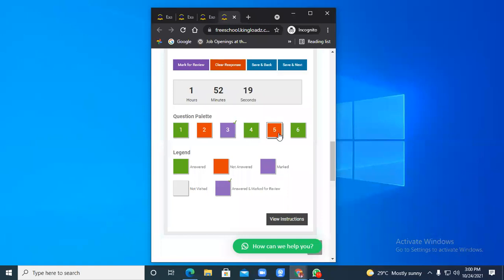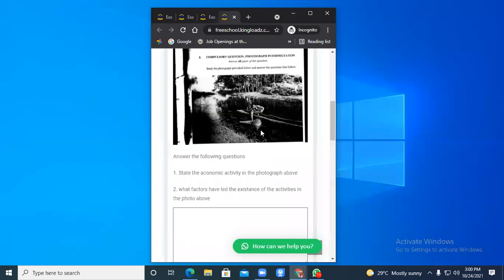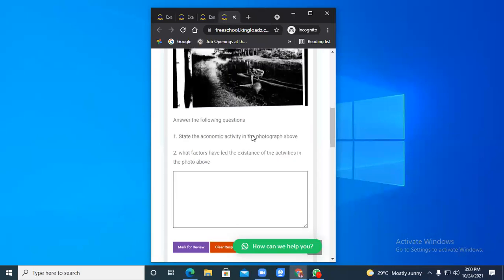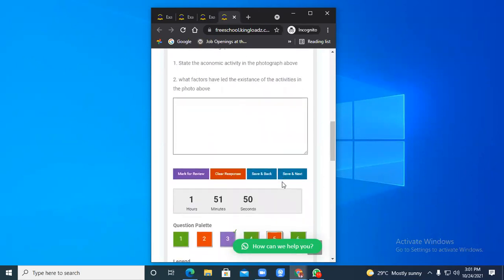So you can go to question number 5. This is about photographic interpretation: state the economic activity in the photograph above. You need to write on a piece of paper where you have written your name and your class, and then you write the answers there. Those answers, you submit them on WhatsApp with your name and the class.